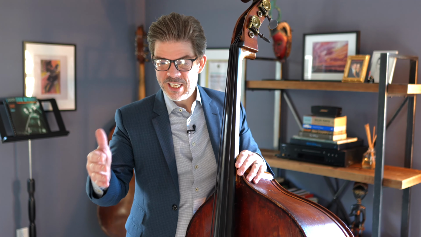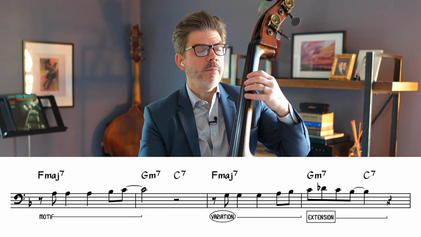Again, one whole chorus, one right after the next, motif, rest, variation, extension, and a little bit of rest, hopefully. 1, 2, 3.